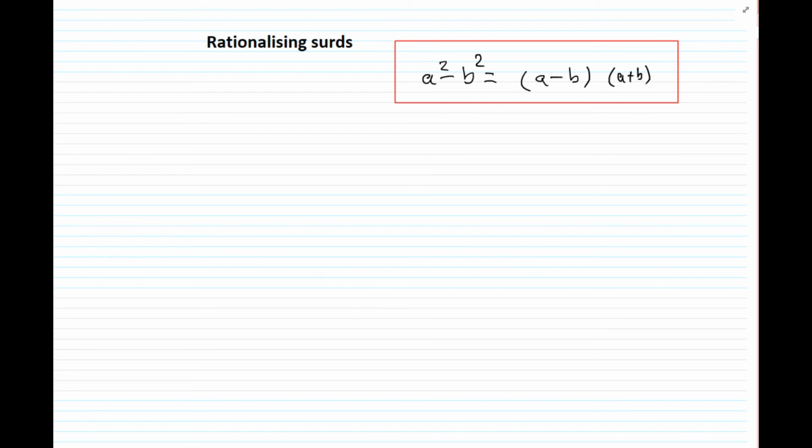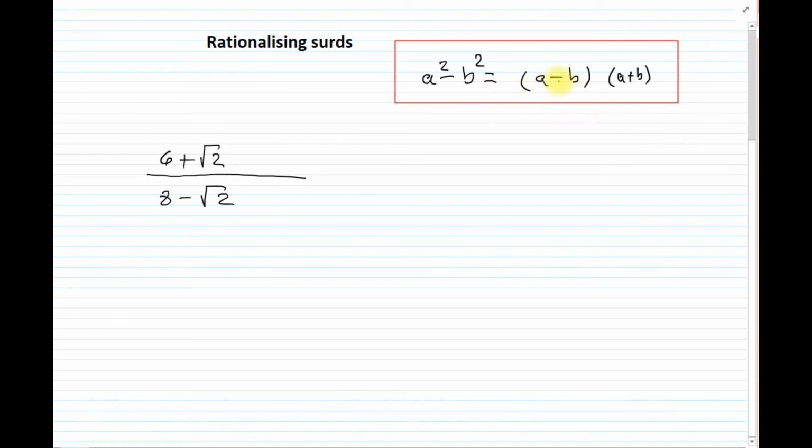Finally, we have situations where we have surds in the numerator and the denominator. How do we tackle these? Let's look at an example. Let's say I have 6 plus square root of 2 divided by 8 minus square root of 2. How do I rationalize this? Well, we do the same thing.